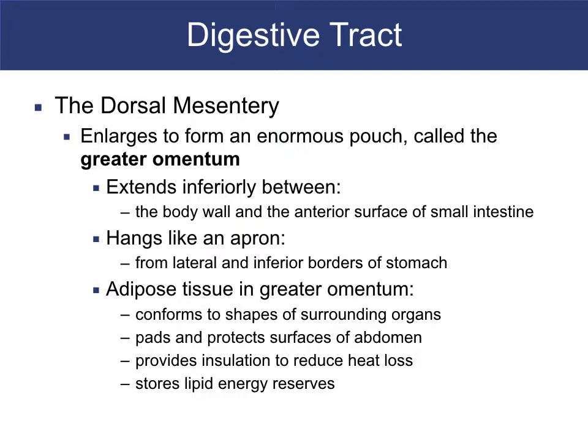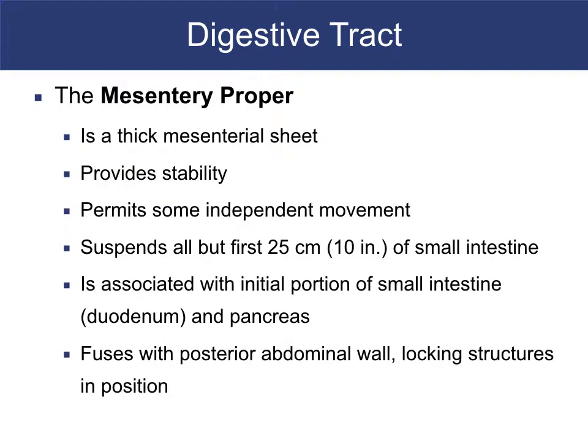So anyway, that adipose tissue in the greater omentum, that apron hanging off the front of the stomach, what does it do? Well, it conforms to the shapes of other organs. It pads and protects the surfaces, provides insulation to reduce heat loss, and stores fat, stores lipids. So what else does that do?